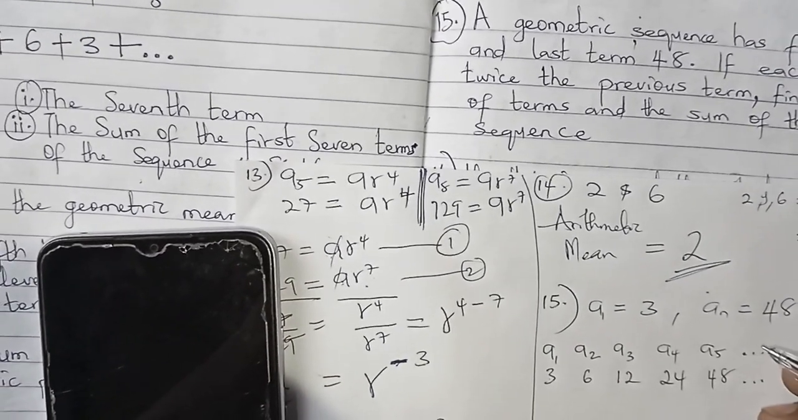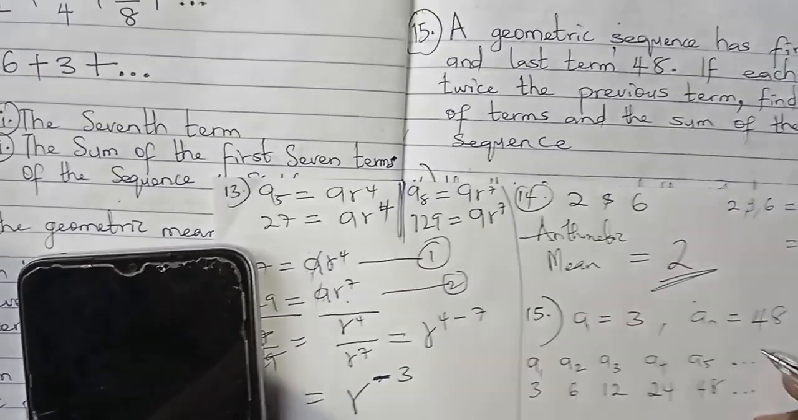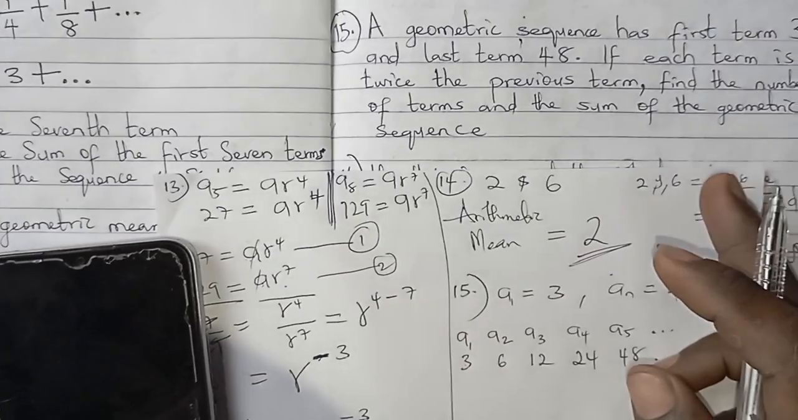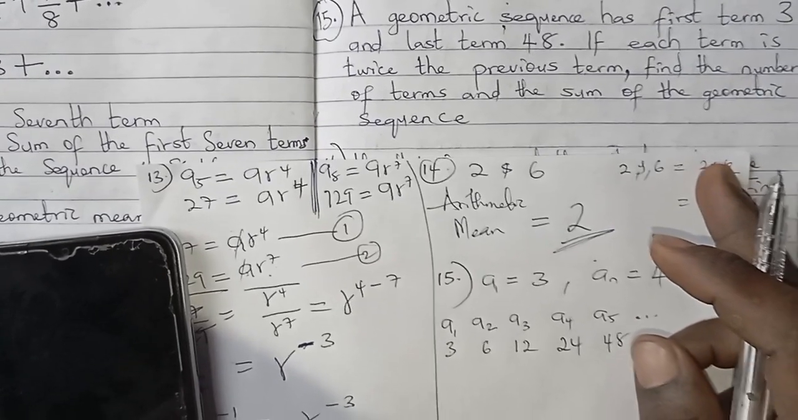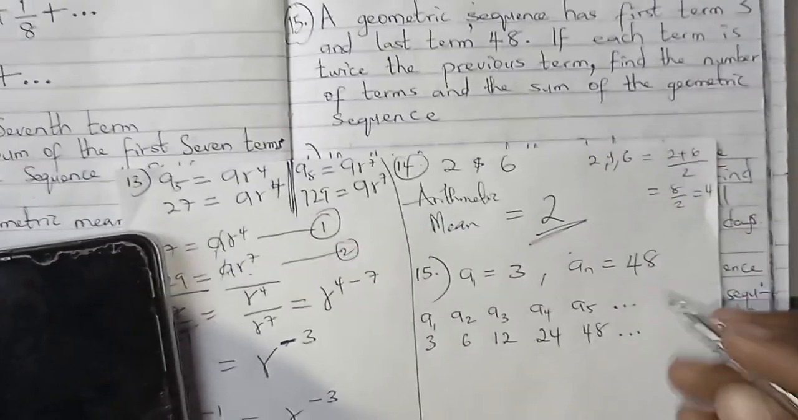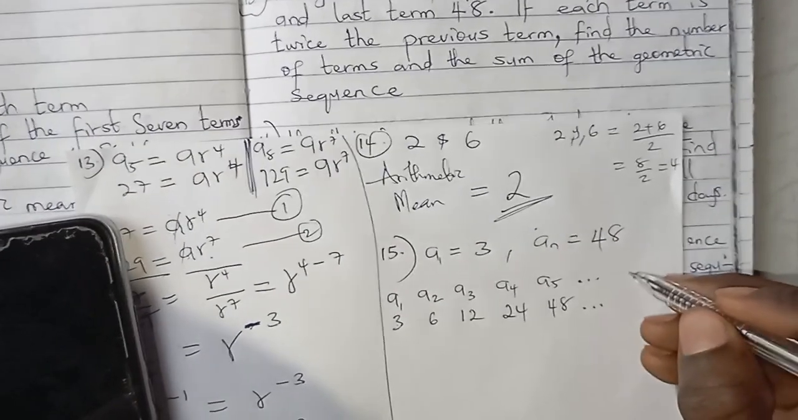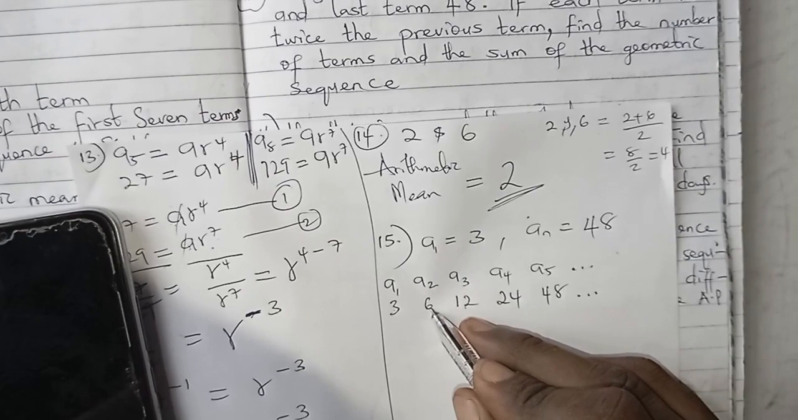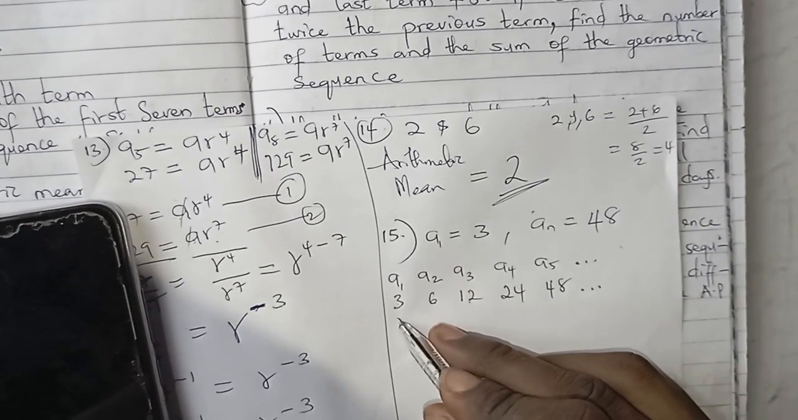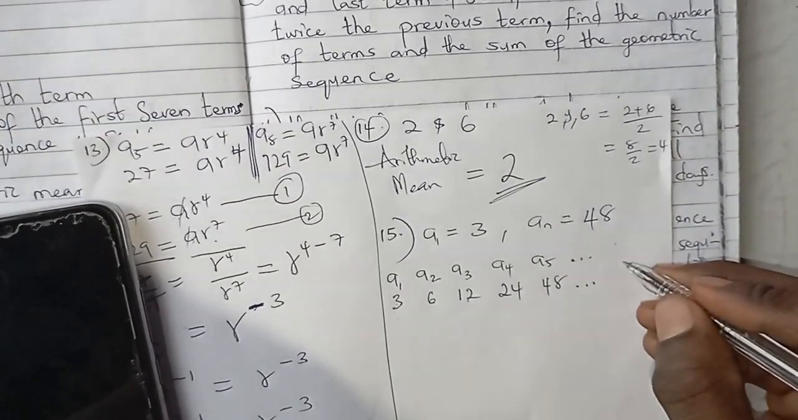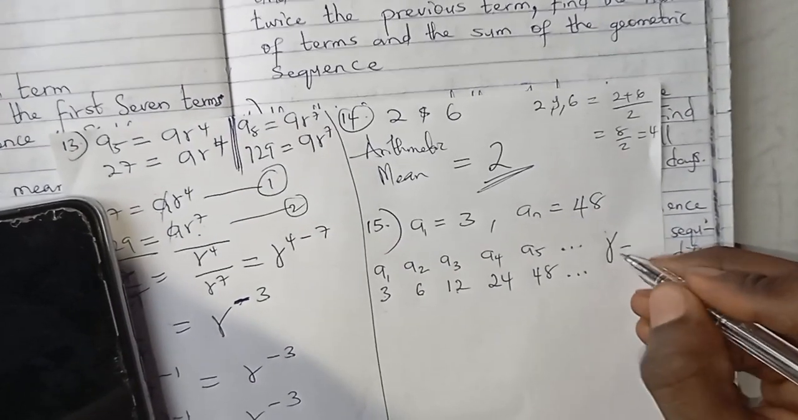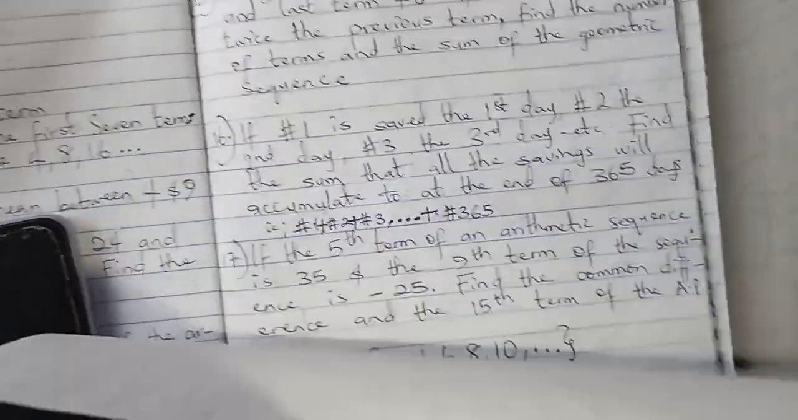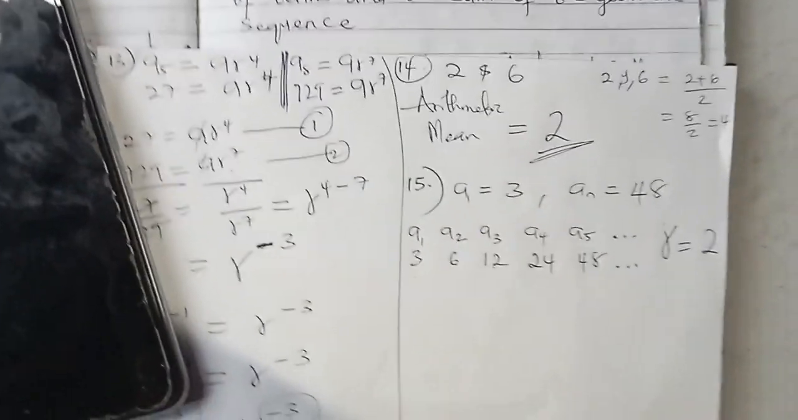Okay, find the number of terms. If each term is twice the previous term, find the number of terms and the sum of the geometric sequence. What that twice the previous term is telling us is that 12 divided by 6 is the same thing as 6 divided by 3. So r is equal to 2. Very simple.